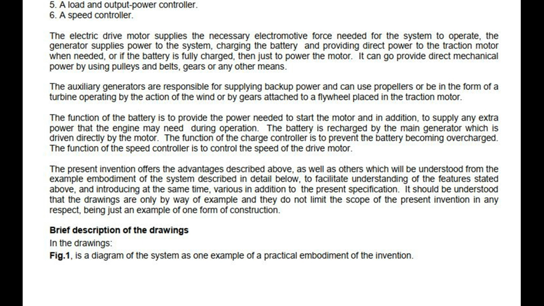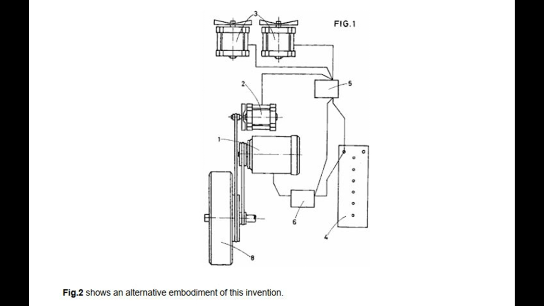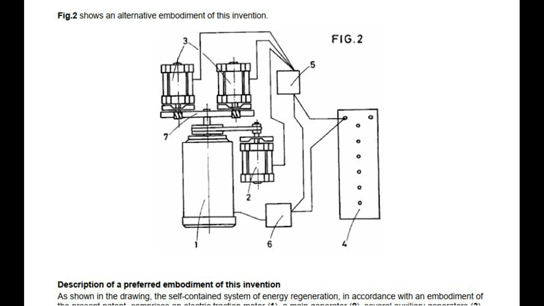Brief description of the drawings. In the drawings, Fig. 1 is a diagram of the system as one example of a practical embodiment of the invention. Fig. 2 shows an alternative embodiment of this invention. Description of a preferred embodiment of this invention.